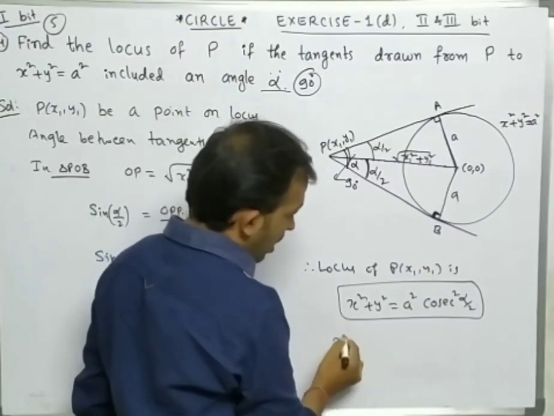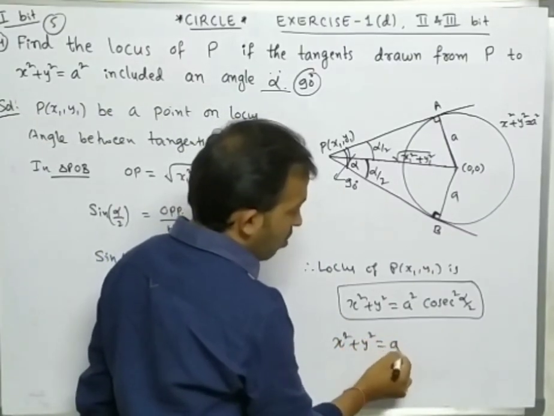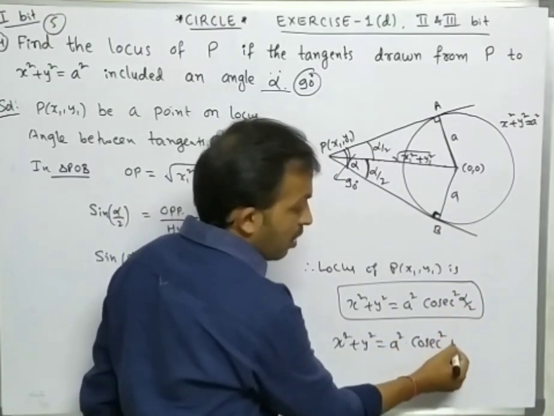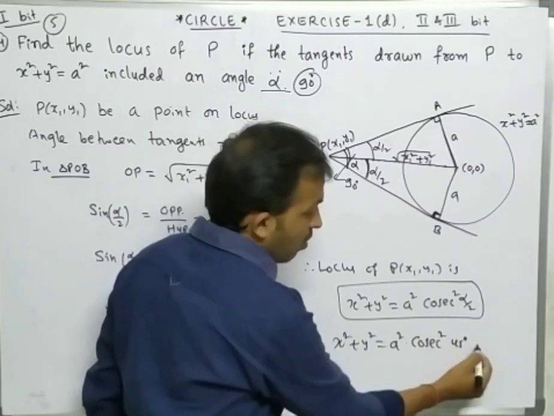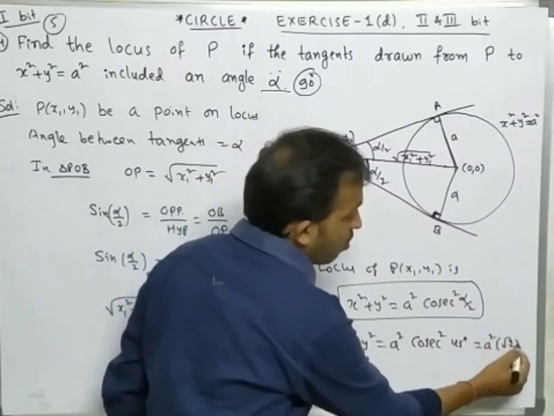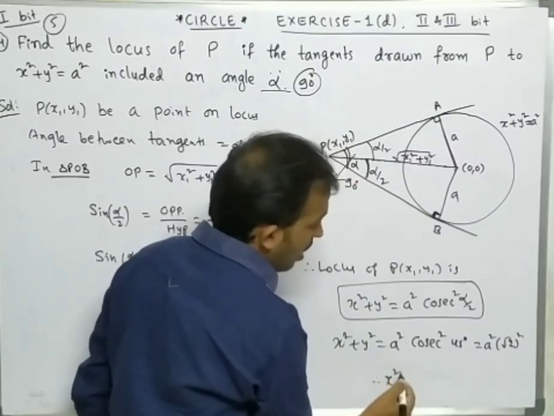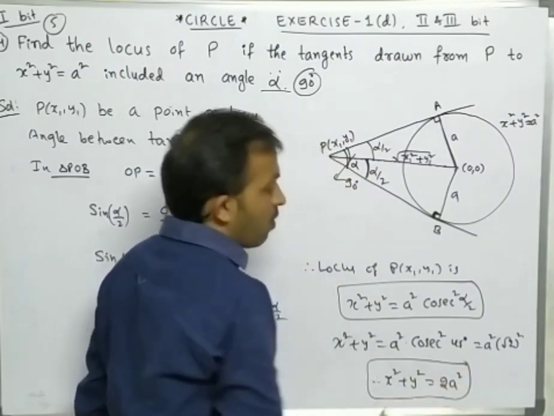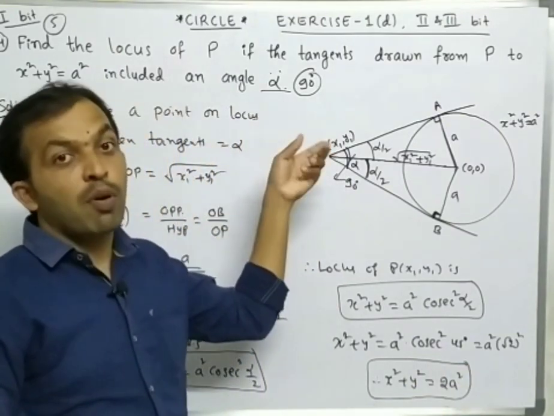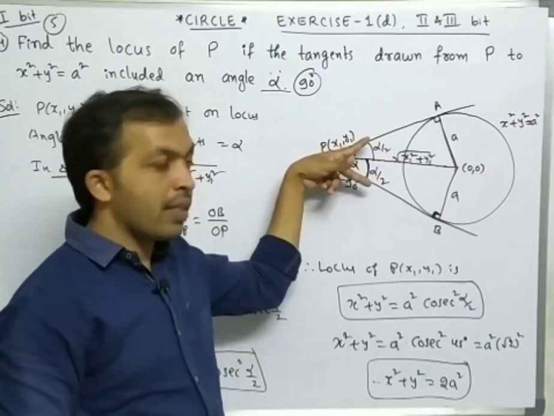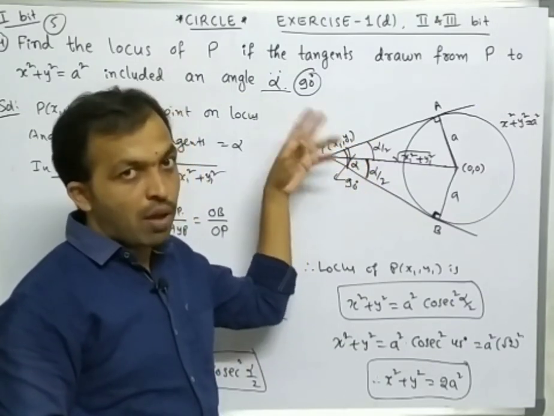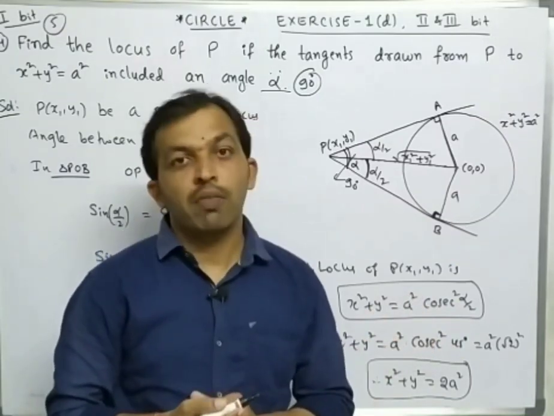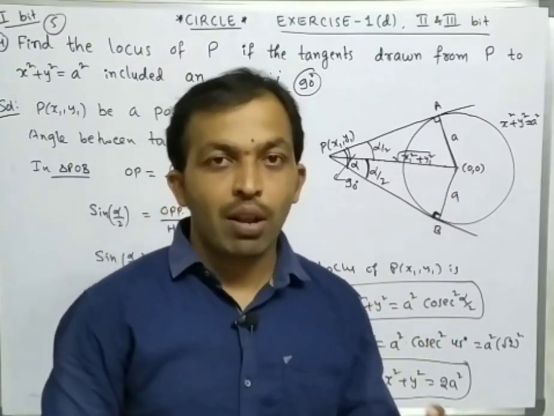Finally you will get x square plus y square is equal to a square cosec square alpha by 2, meaning 90 by 2, which is 45. Cosec square 45 means root 2 whole square. So finally x square plus y square is equal to 2a square is the required locus. So in the fifth problem it is given that the two tangents are mutually perpendicular, so the angle is 90. Substitute angle 90 here, then you will get x square plus y square is equal to 2a square. That is the required locus.